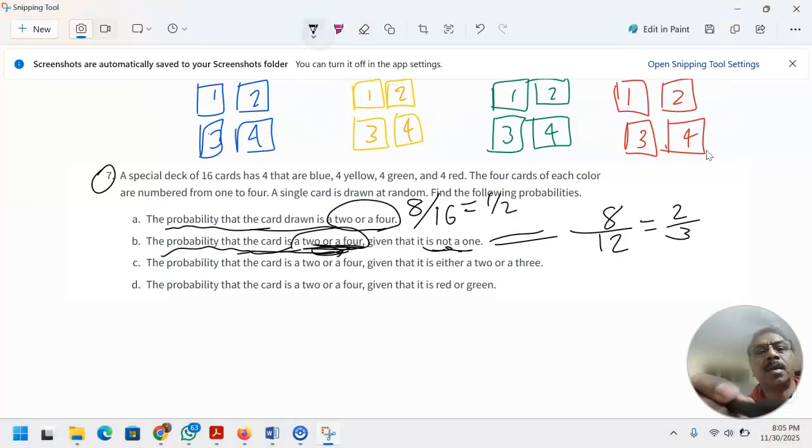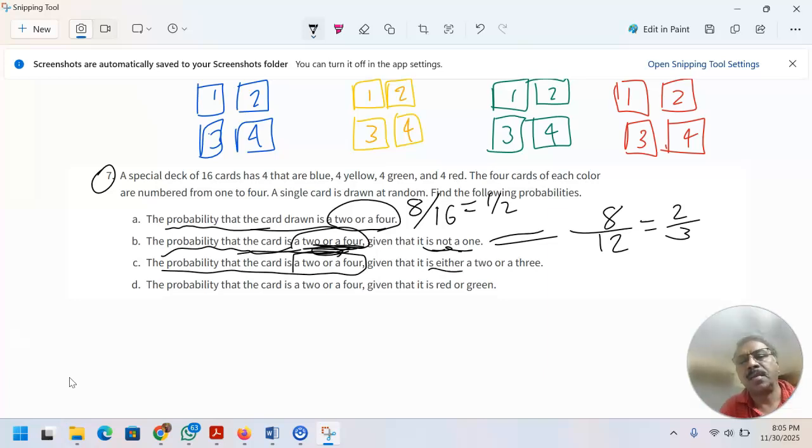And next question is find the probability that the card is 2 or 4. Same question, but this time given that it is either 2 or 3. So you have to keep 2 and 3. That means this and this. 2 and 3 has to be there, not the other cards. So you are already told these are the cards that are either 2 or 3. So that means there are 8 of them.